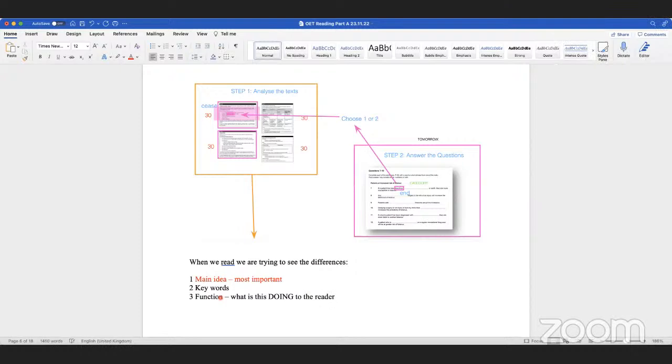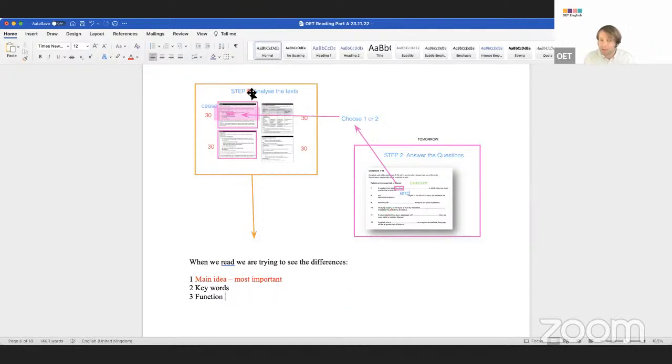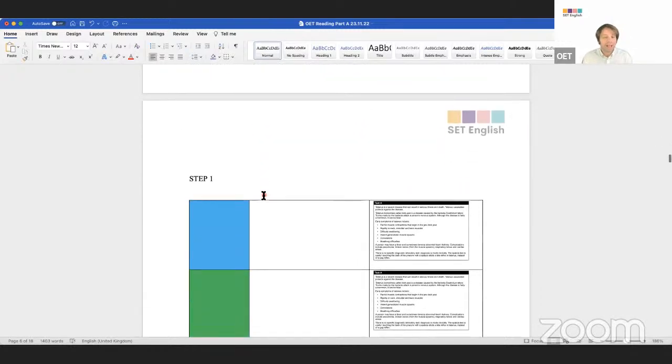Now, I'm going to go into more detail today with this. I'll give you some examples. You can ask me questions, and then we will practice analyzing texts, because it's step 1. It's really important. It's knowing where things are. You're making a little menu for the answers, okay? So let's get started. We're going to start with main idea.